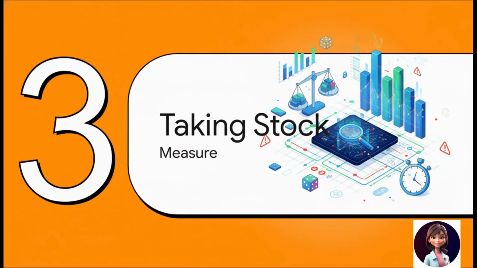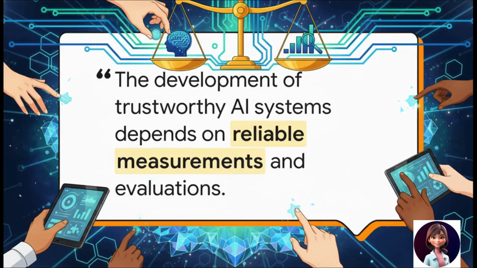Next up is measure. This is where we get down to the nitty-gritty, developing real, reliable metrics to actually track the risks and benefits we've identified. And this is just so key. Measurement is the bedrock of trust. You can't just say your AI is fair or secure. You have to be able to prove it with hard data. At the end of the day, if you want trustworthy AI, you need trustworthy ways to measure it.